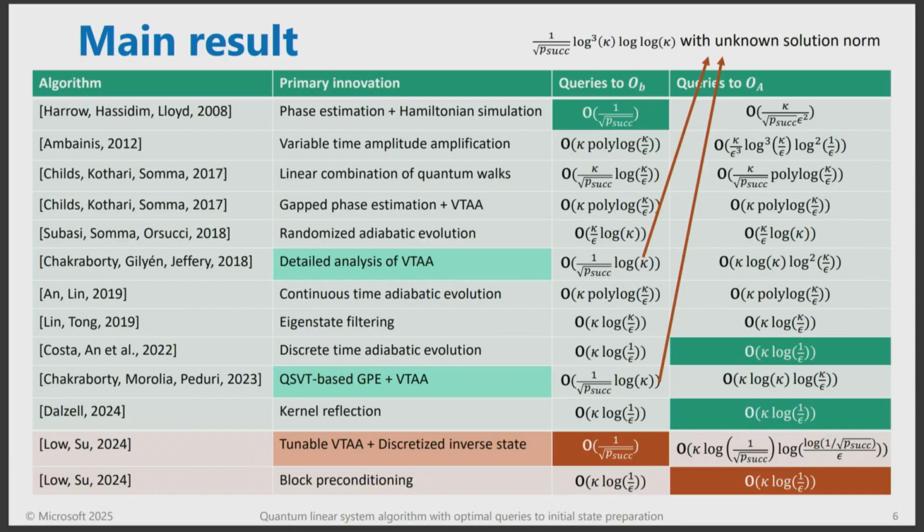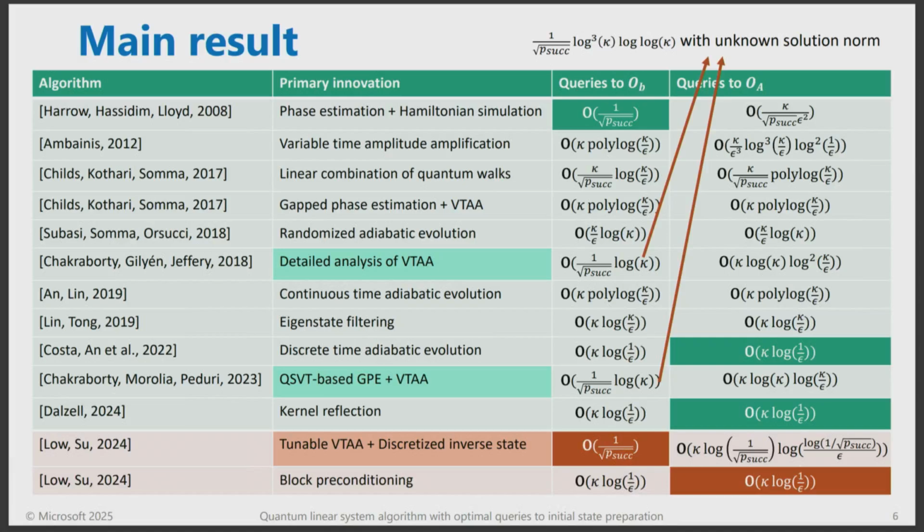Okay, so we also develop a block preconditioning technique that can boost up the success probability. When applied to the linear system problem itself, we get a second quantum linear system solver with optimal query complexity to the block encoding cost. So the algorithm is extremely simple. I can actually describe it in 2 sentences. I'll tell you that later.